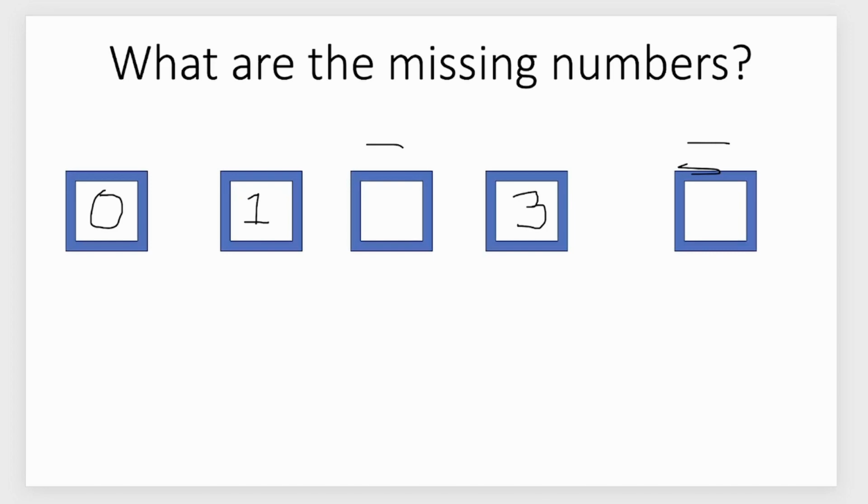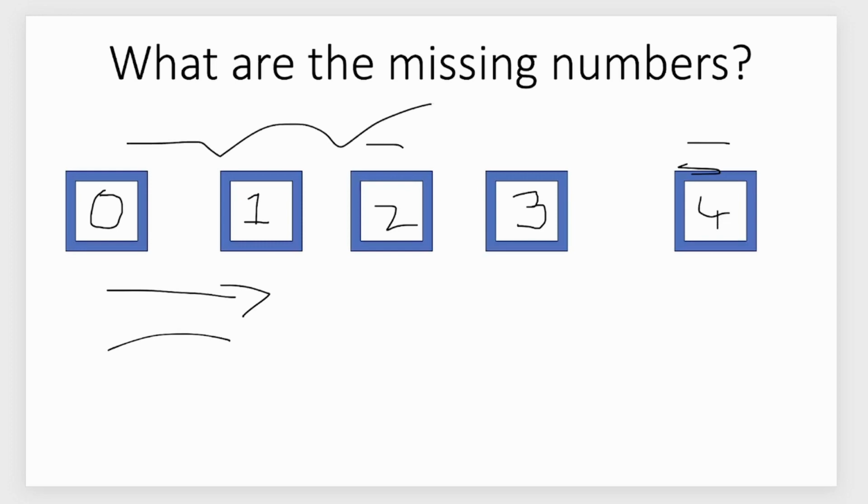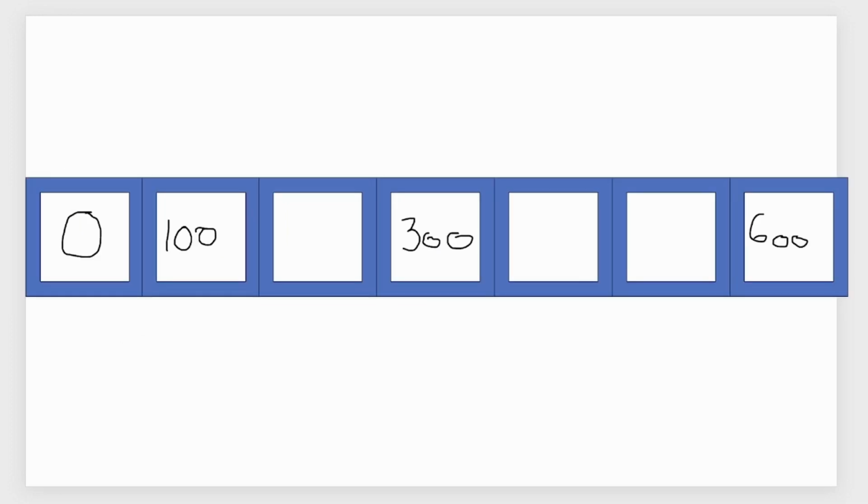So we can see that the pattern goes 0, 1, something, 3, and something. So we know that this pattern goes up from 0, so we're counting up from 0. So obviously we go 0, 1, 2, 3, and 4. And this fits the pattern because every time we're going up in ones, and we started from 0 and end in 4. So the same thing we're going to take into consideration for doing this.